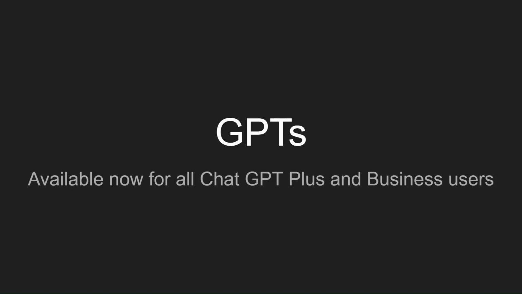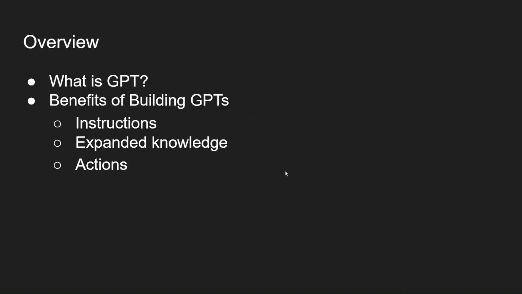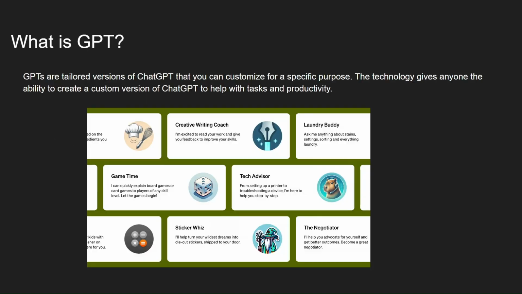So how do you do that? We are going to look at it in a follow-up video, but in this video we are just going to understand what GPTs are. We will go through what a GPT is, the benefits of building GPTs, and the three ways to do that: instructions, expanded knowledge, and actions. For expanded knowledge and actions, we'll also look at what OpenAI demoed at Dev Day. That's the scope of this video.